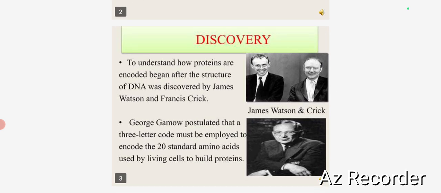Next, let us move on to the discovery of genetic code. The first two scientists are James Watson and Francis Crick. The study of how proteins are encoded began after the structure of DNA was discovered by James Watson and Francis Crick.